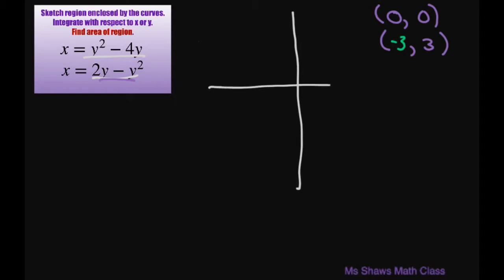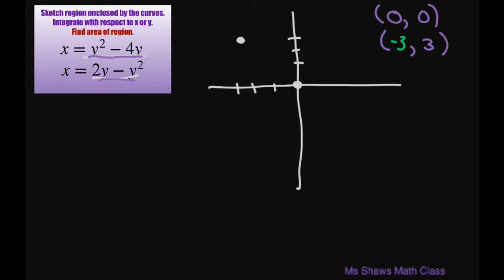All right, so there's the sketch. It's going to intersect our two curves at (0, 0) and (-3, 3), somewhere in here. Now we have to sketch the curve. This is a parabola, and it's going to open up to the right because it's positive.